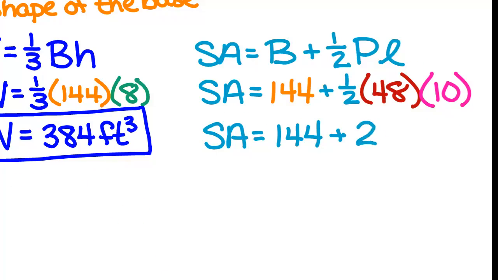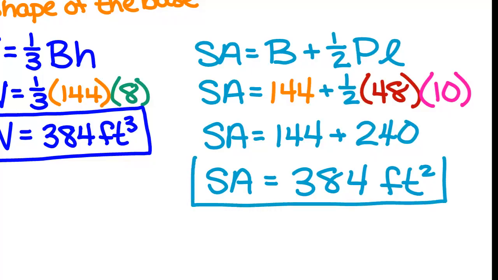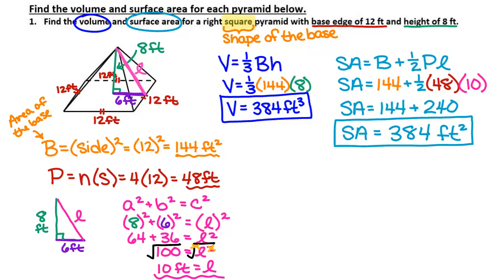240. And so then we add 144 and 240 together. That gives us 384 feet squared. Now, this one's kind of interesting. What was our volume? 384, and our surface area came out to 384.